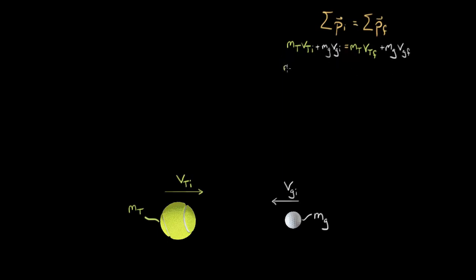So I could write this as mt times vti minus mt times vt final. And similarly on the right hand side, I'd get mg vg final. And then I'm subtracting this term from both sides. So I'd get minus mg vg initial. And you notice we can pull out a common factor.